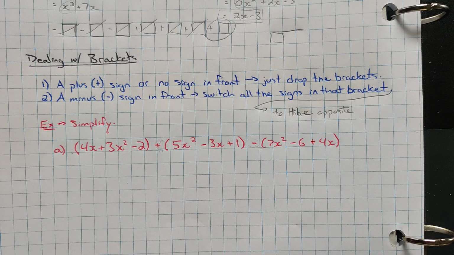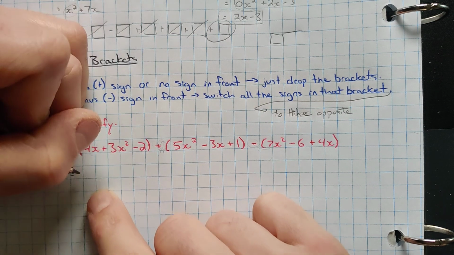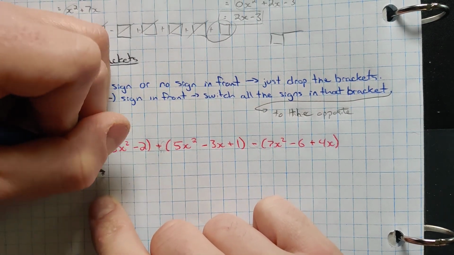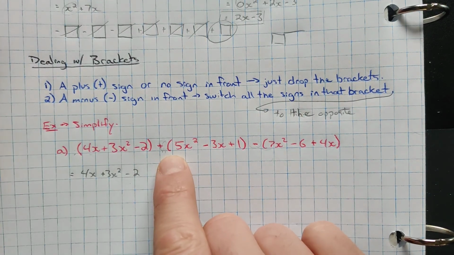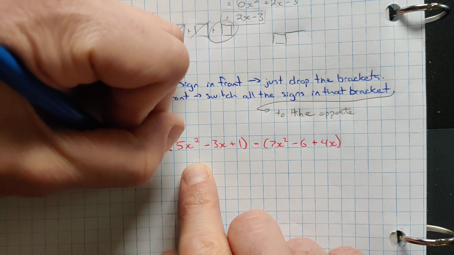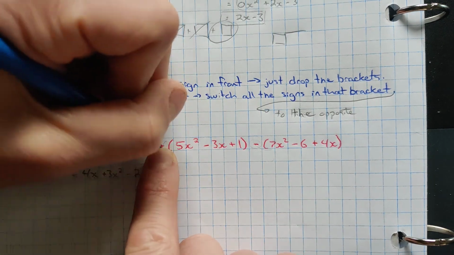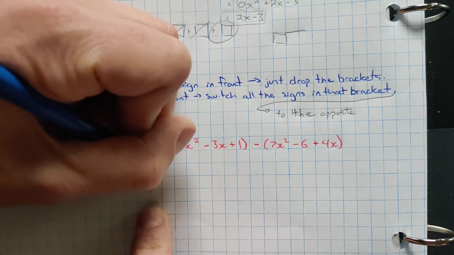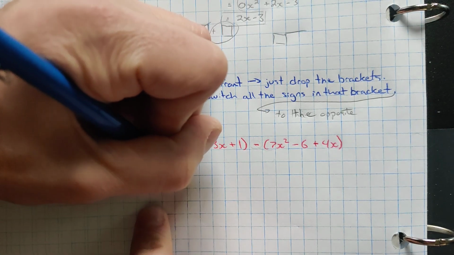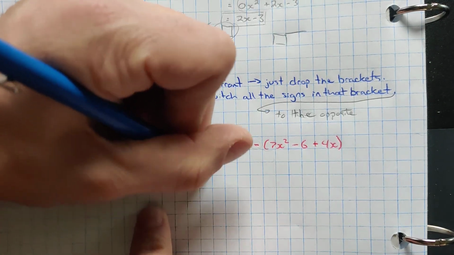So if we take this first one, we just drop the brackets. We have 4x plus 3x squared minus 2. In the next one, we can get rid of the brackets, so we have a plus. I'm ignoring the plus sign as well. I'm just looking at the 5. This is a positive 5. So this is plus 5x squared minus 3x plus 1.